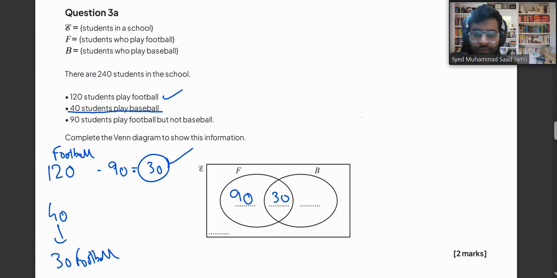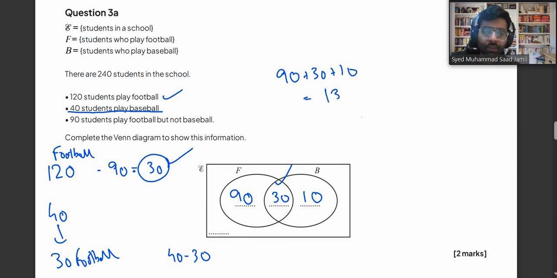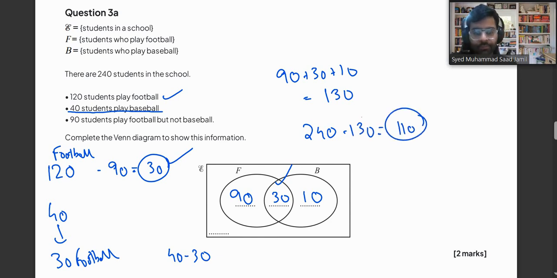How do we know? Because it's over here. So how many students are there that only play baseball? It's going to be 40 minus 30. So it's 10. Now how many students are there who don't play any sport? We will do 90 plus 30 plus 10. It's going to be 130. We will do 240 minus 130. It's going to be 110. So the answer is 110.